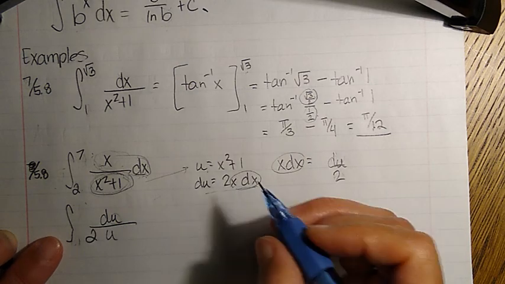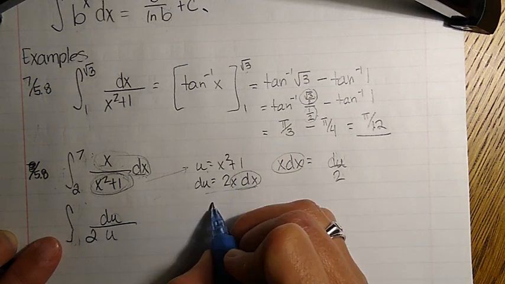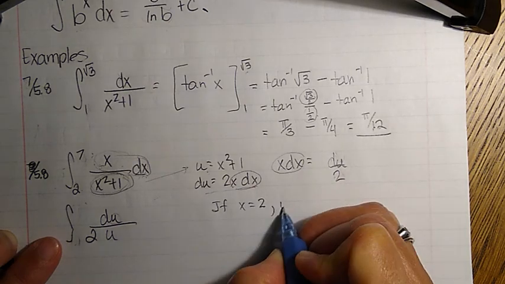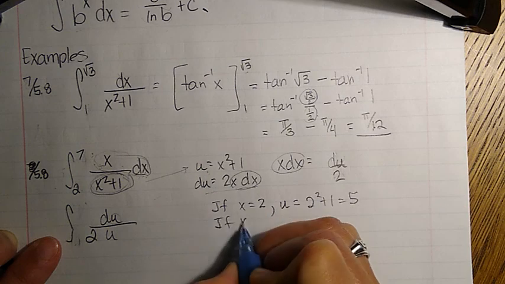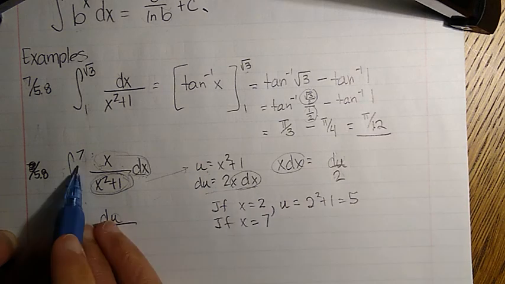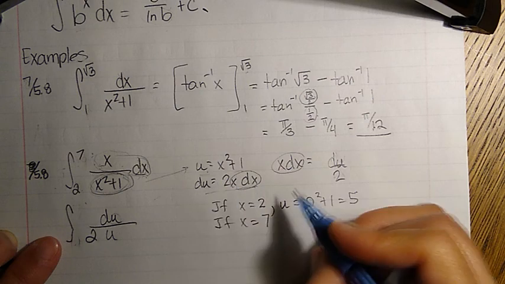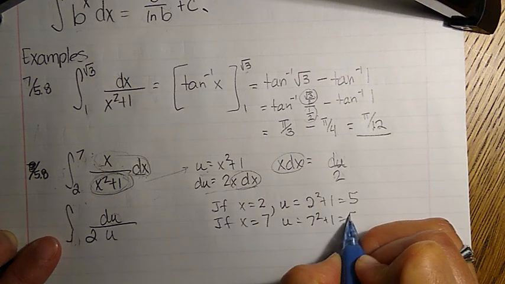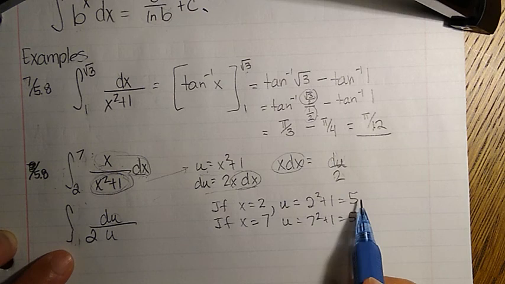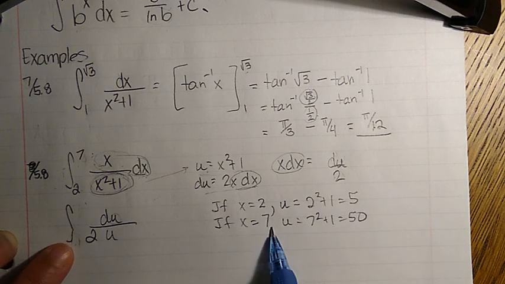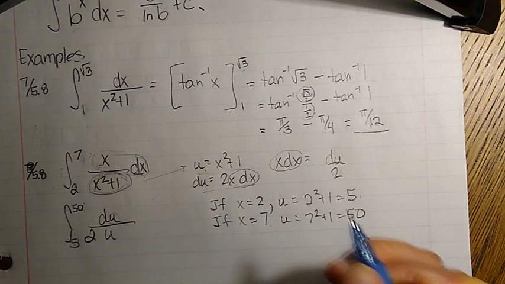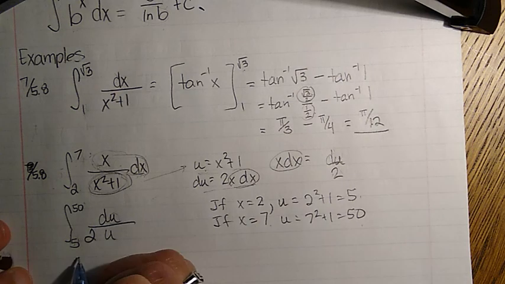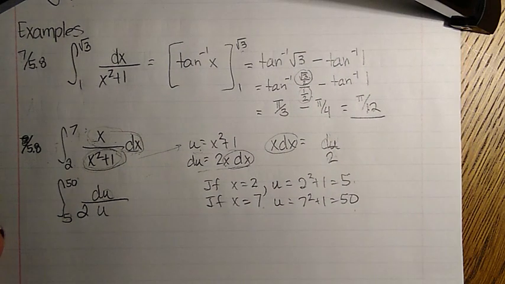Well, we've got to figure this out, and this is reminiscent of the lab that we assigned this week. If x is 2, u is 2 squared plus 1, which is 5. If x is 7, that other limit of integration, then u is equal to 7 squared plus 1, which is 50. So those are my new limits of integration. As x goes from 2 to 7, u goes from 5 to 50. So I've got to change those limits of integration. And now I can just integrate.